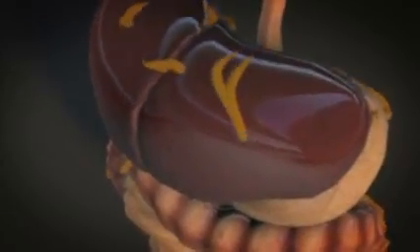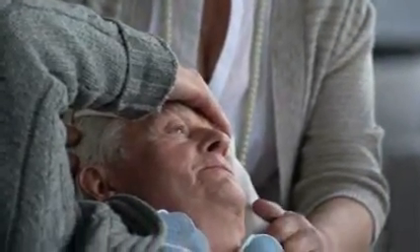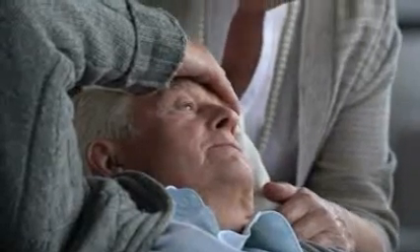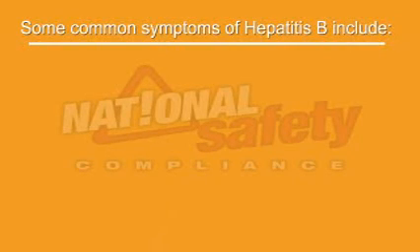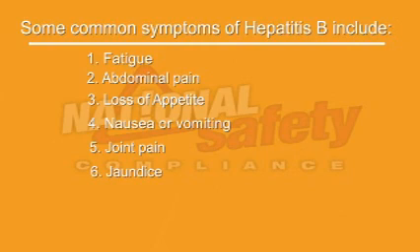Hepatitis B is a virus which affects the liver. Most cases of hepatitis B don't last long. The body's immune system typically will fight the virus off in a few months and then is immune forever. Unfortunately, some people are not able to fight the virus and end up with chronic liver infection. Such infections can lead to liver failure, cancer, and even death if left untreated. Some common symptoms of hepatitis B include fatigue, abdominal pain, loss of appetite, nausea or vomiting, joint pain, and jaundice.